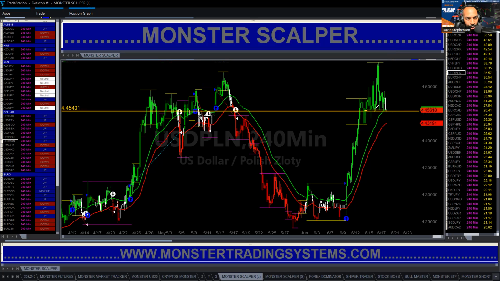Here is support. You might have to go to this support here. You might have to go all the way below here. Guess what? If you bought anywhere in here, and you give it enough room with the stop, that's still a good trade. And you're giving it a lot of room.